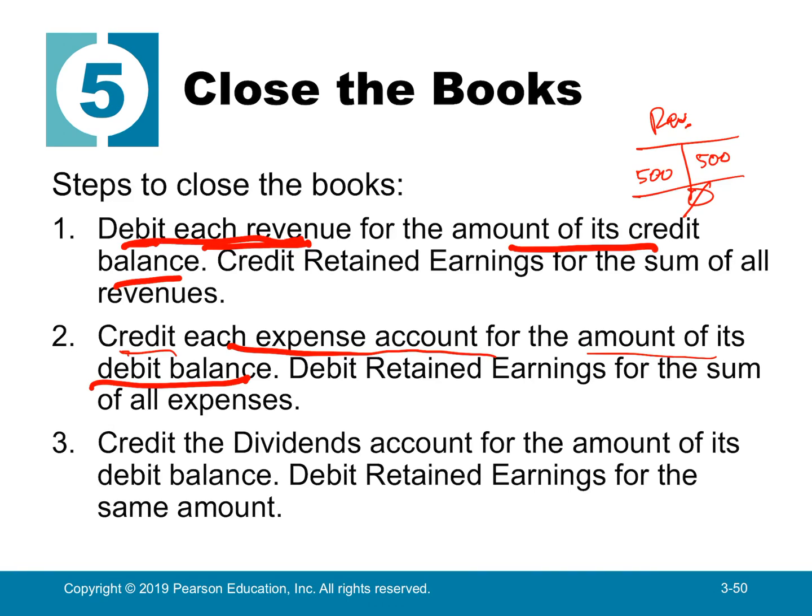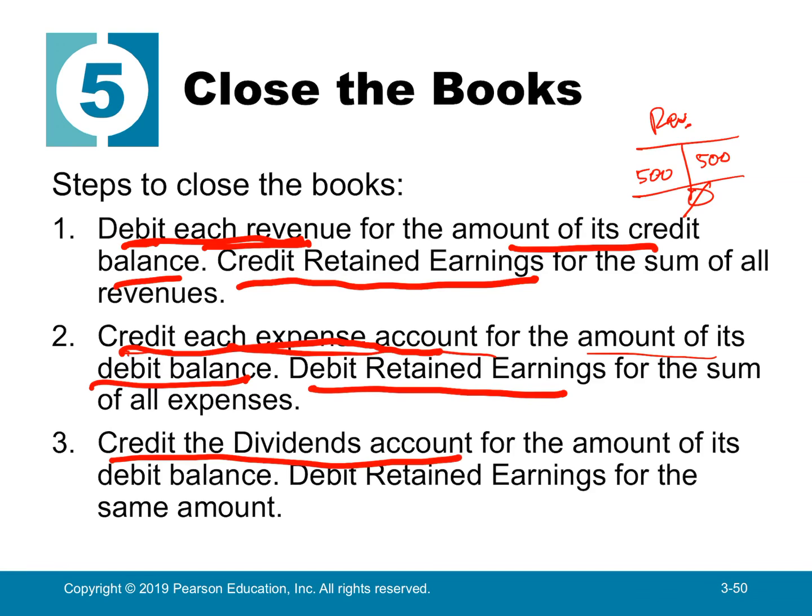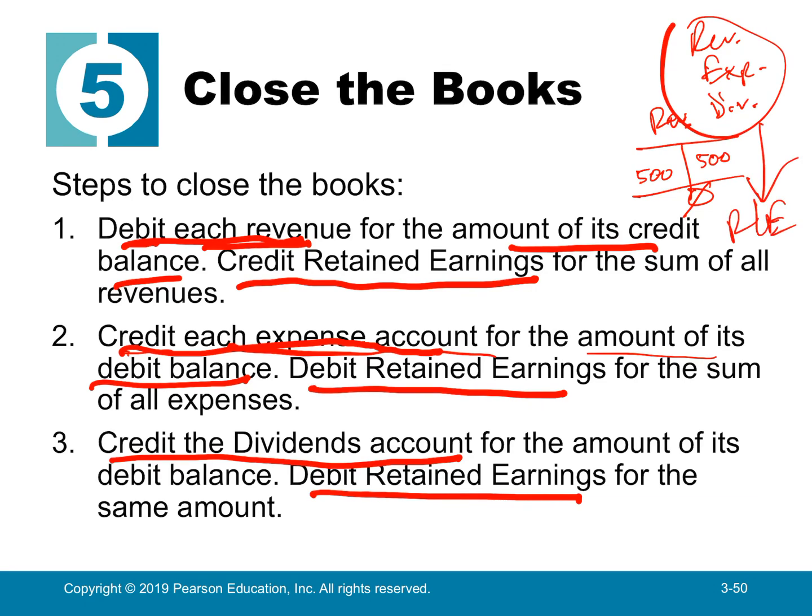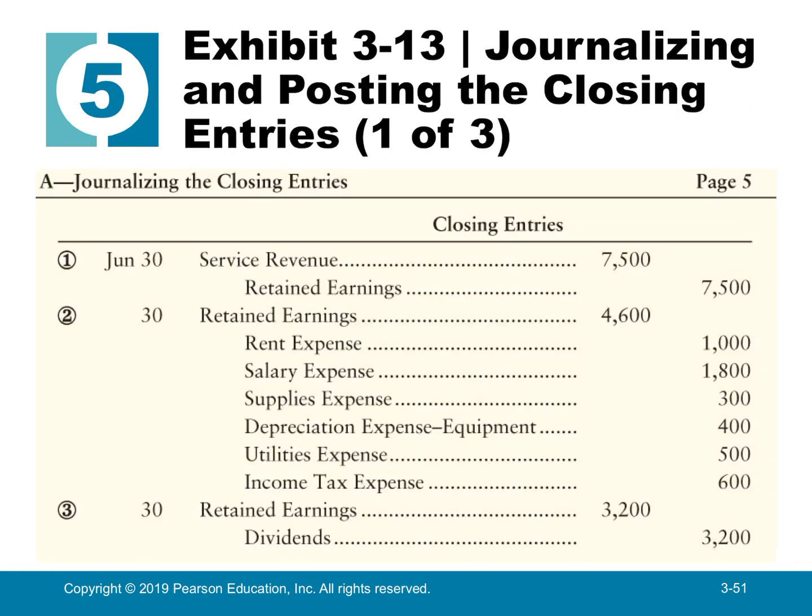So when you debit a revenue, you're going to credit retained earnings. When you credit the expense account, you're going to debit retained earnings. Then you're going to credit the dividends account and debit retained earnings for that amount. So basically, this is where your revenues, expenses, and dividends all get sucked into retained earnings.